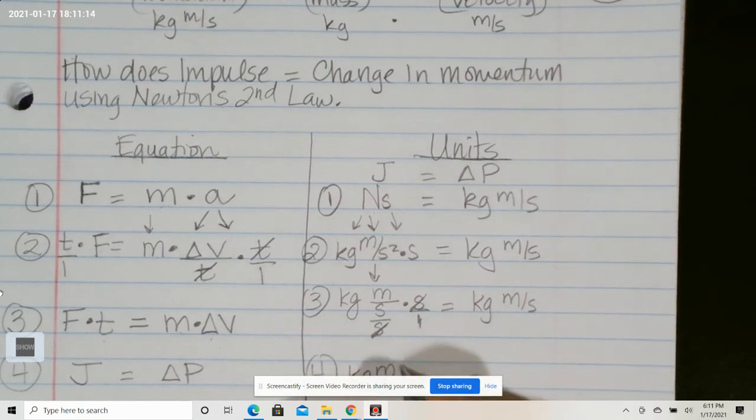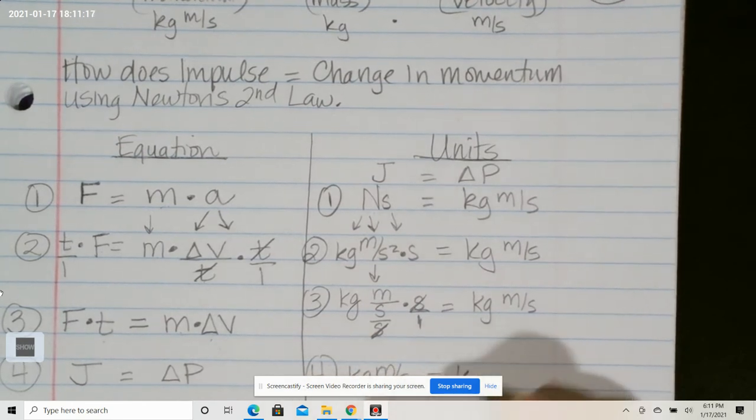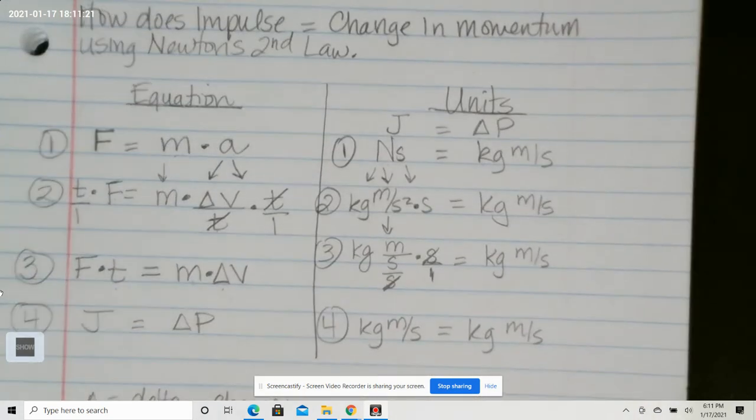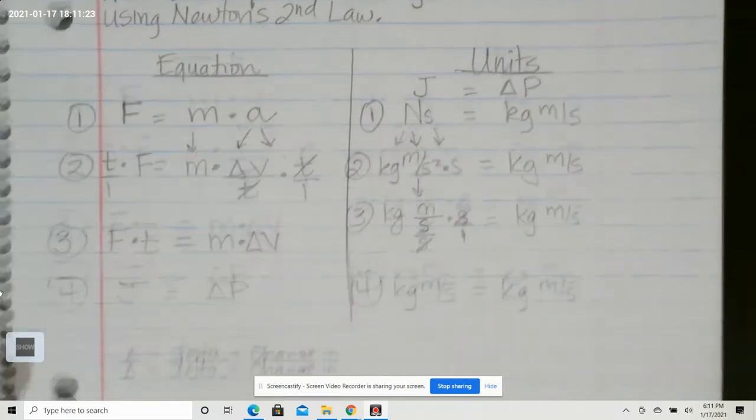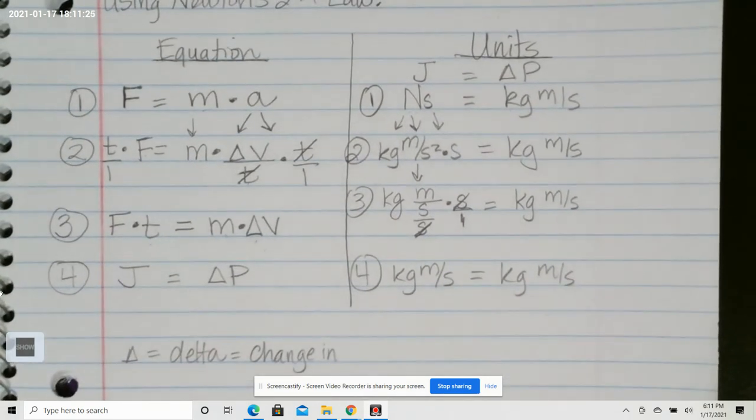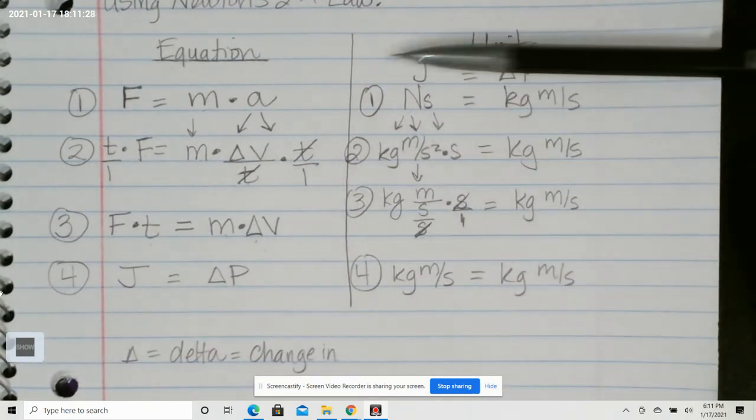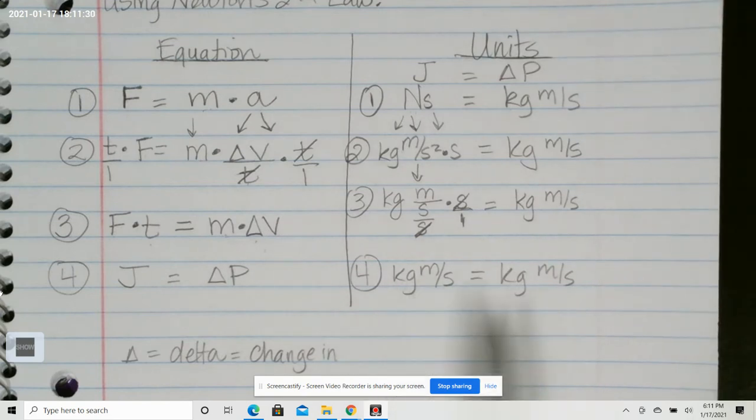Number 4 is going to say, now that I've canceled out my extra seconds, a kilogram meter per second equals a kilogram meter per second. That's how they equal each other. Oops, sorry, couldn't see me there writing that. That is how they equal each other. We have impulse equals change in momentum. Impulse equals change in momentum.